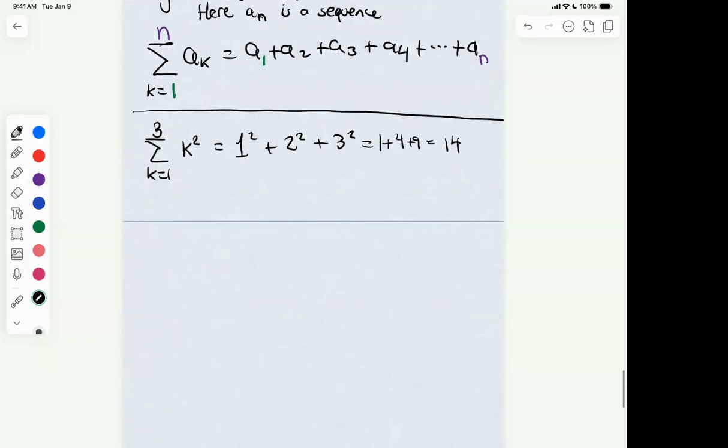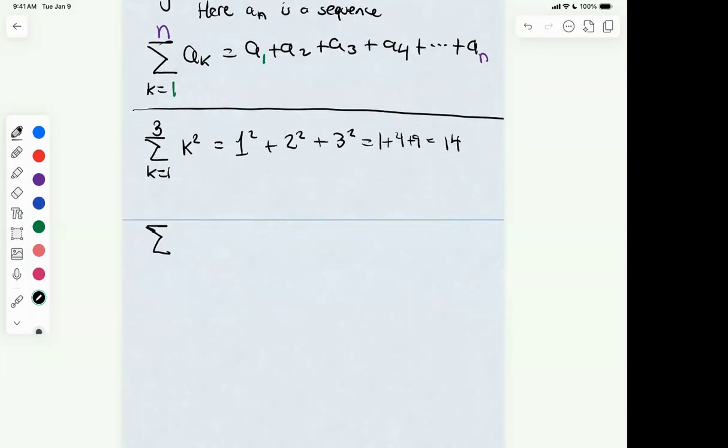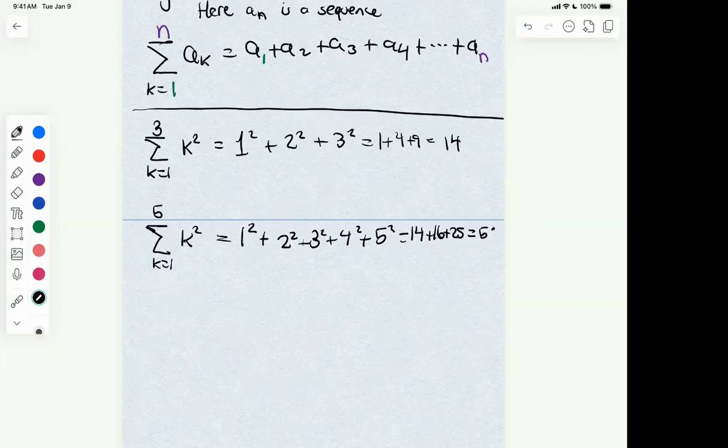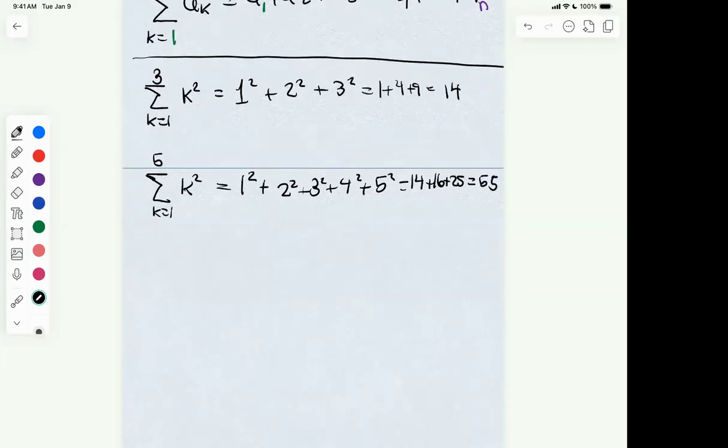And then for example, if I had put 5 here, k squared, that would be 1 squared plus 2 squared plus 3 squared plus 4 squared plus 5 squared. Well, we already know what the first 3 add to because that was 14, right? So it's like 14 plus 16 plus 25. That's not such a bad number, right? That's 55, if I'm not mistaken. Is that making sense, how I'm generating the partial sum?